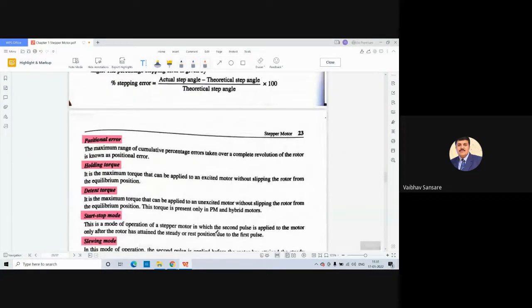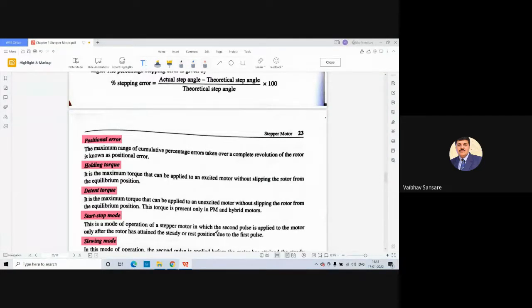Now, next term is the positional error. What is the meaning of positional error? The maximum range of cumulative percentage error taken over a complete revolution of a rotor is known as the positional error. So initially we have seen stepping error. Now, what is positional error?